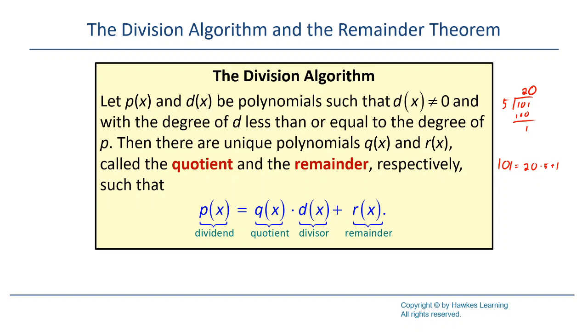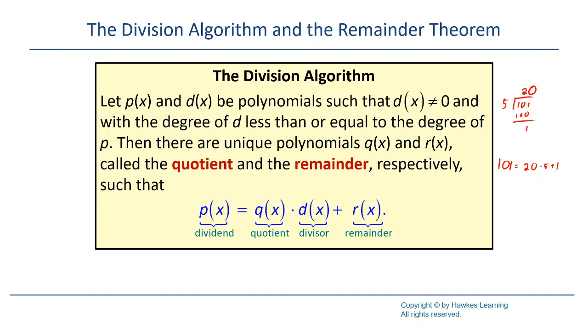So you have your dividend analog, which would be the 101. And it's equal to the quotient, which is 20, times the divisor, which you're dividing by, plus a remainder. So the nice thing is if it goes in evenly, your remainder is 0. A lot of people do say there's no remainder, but when we say that, we're implying the remainder is 0. So just be a little bit careful with the wording.